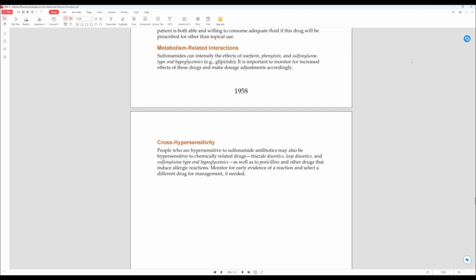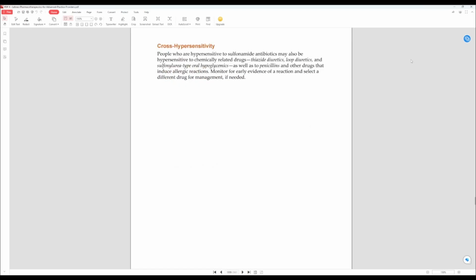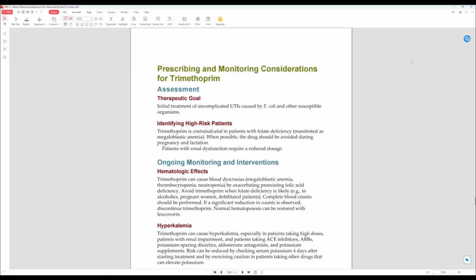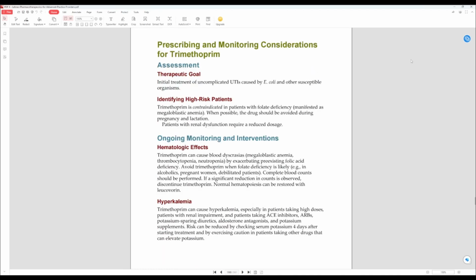Cross-hypersensitivity. People who are hypersensitive to sulfonamide antibiotics may be hypersensitive to chemically related drugs. Again, thiazide diuretics, loop diuretics, and glipizide, as well as some penicillins and other drugs that induce allergic reactions. So make sure you are monitoring for early evidence of a reaction and select a different drug for management as needed. Finally, some prescribing and monitoring considerations for trimethoprim. Its assessment, initial treatment is for uncomplicated UTIs, again caused by E. coli or other susceptible organisms.